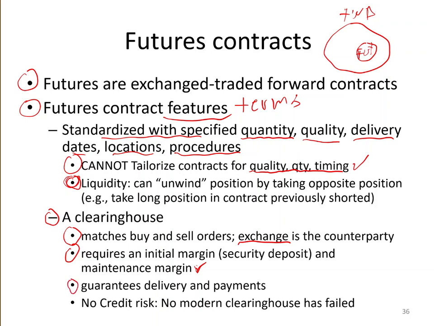The clearinghouse and the exchange guarantee delivery and payments. So we generally say there's no credit risk to these contracts. No modern clearinghouse has failed. As opposed to, say, Starbucks having a contract with a farmer, where you'd be worried that the farmer might go bankrupt or the crop may go bad.